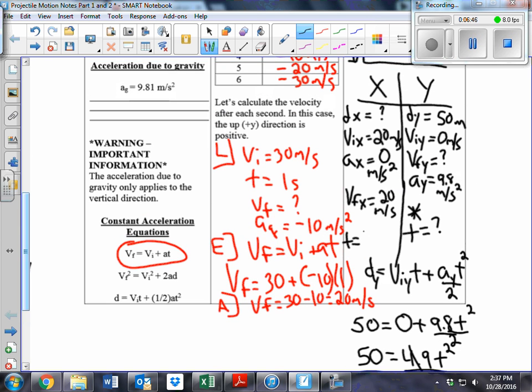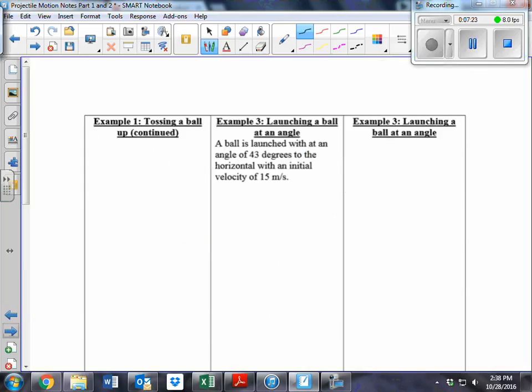So remember, time is solved by the y variables, but it still applies to the x. It's the total time in the air. So my time equals 3.2 seconds. The only thing I need to figure out is 2 more variables, and we're done with this example. I need to figure out my final velocity in the y and my distance in the x. So let's figure out the VFY. We have plenty of variables to choose from. We have time, initial velocity, final velocity, the distance, and acceleration. So we can choose any equation we want to solve this.